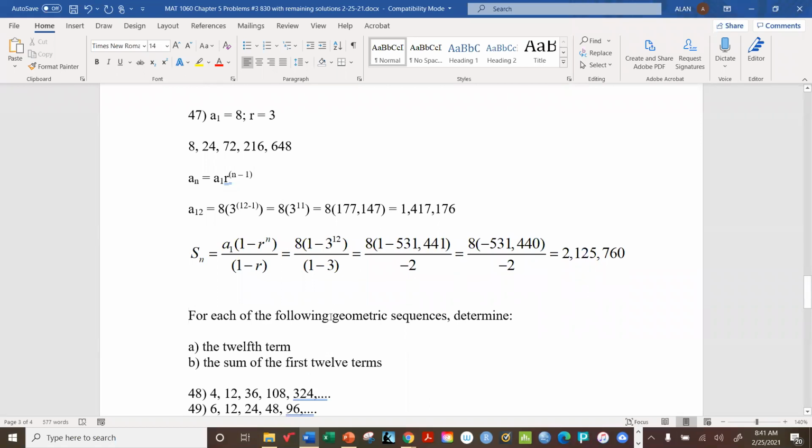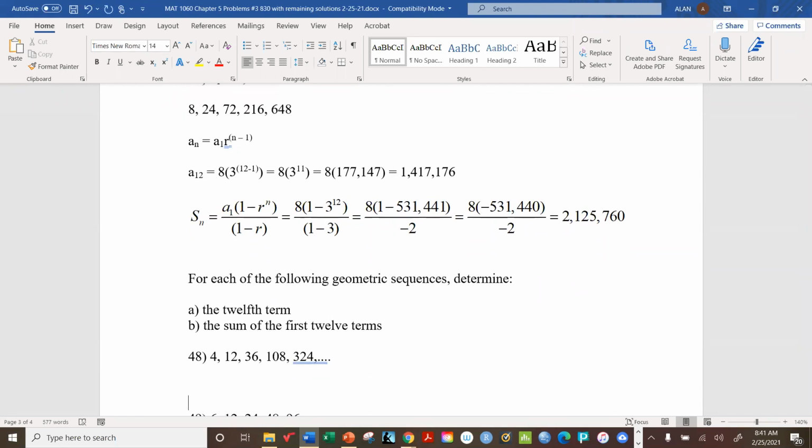All right, now, in the next batch, we're going to have not the A1 and the R given to us. Instead, we'll have the actual sequence. And so we should be able to easily figure out what A1 and R are going to be. And then from there, we can do the rest. Okay, so here, for example, the starting value A1 is 4, and the common ratio is 3 again. You can tell because each number is 3 times as large as the one before it.